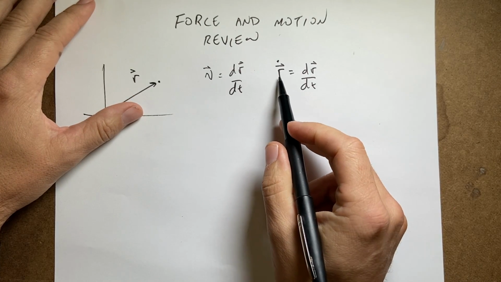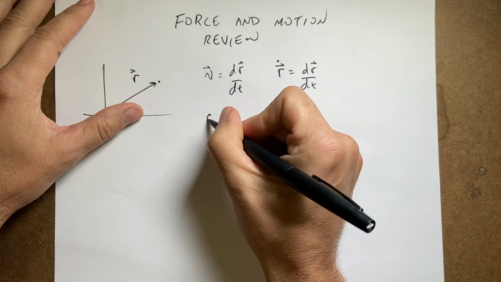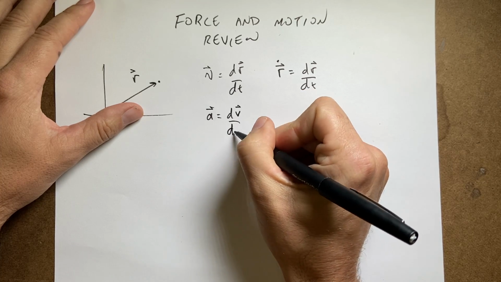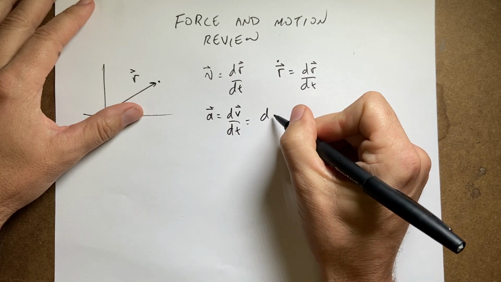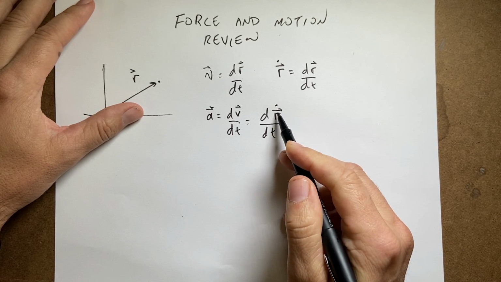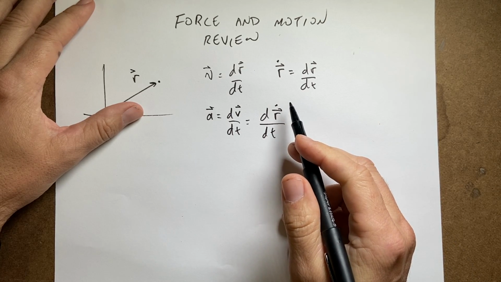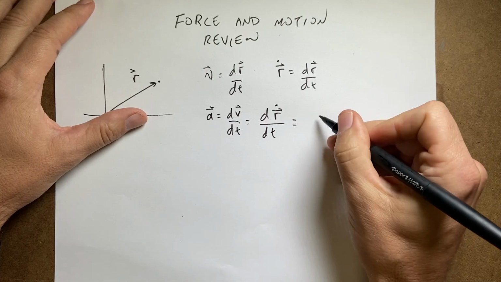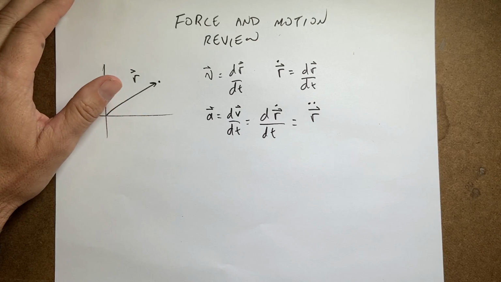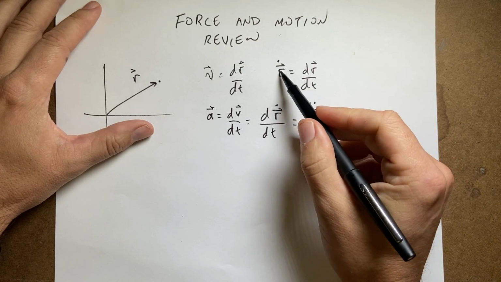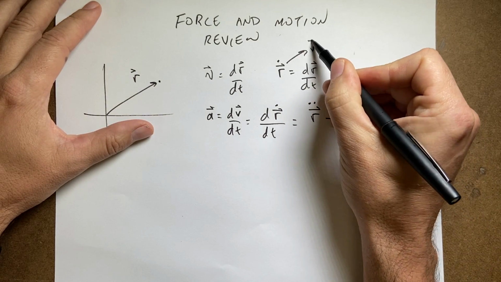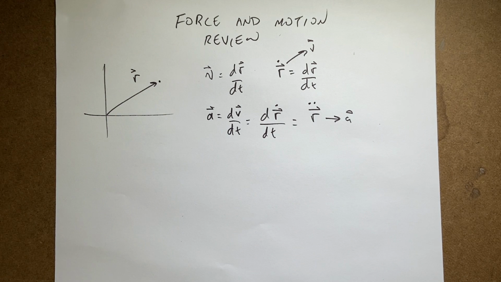Now, what if I take the derivative of the velocity? So I say the acceleration is the derivative of the velocity with respect to time, which is the derivative of r dot with respect to time. Well, now I take the derivative with respect to time of a derivative with respect to time, and I get r vector double dot. Okay, so that's the acceleration. That's a, that's v, and r is just r. Okay, so that's just dot notation.